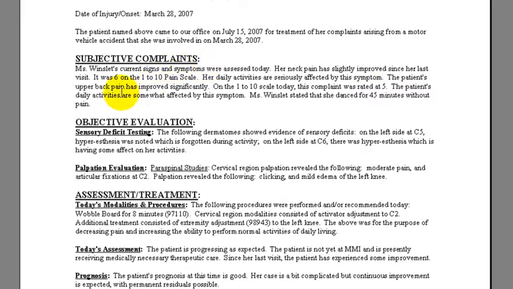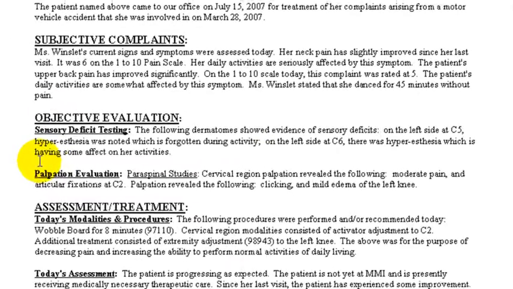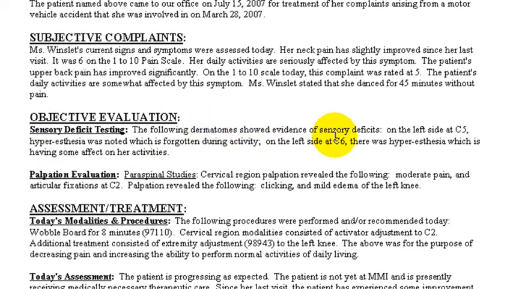Here we have a note on this patient, and here we have the sensory deficit part of the note. And you'll see here, the following dermatomes showed evidence of sensory deficits. On the left side at C5, hyperesthesia was noted, which is forgotten during activity. On the left side at C6, there was hyperesthesia, which is having some effect on her activities. Okay? So it gives you a very good description and how it's affecting the patient. And with this type of information, you're really covered in case somebody needs to look at your notes and needs to understand what you found and to what degree you found it.